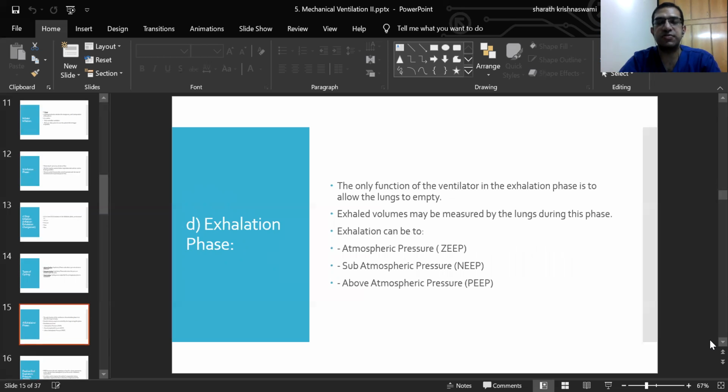Coming to the exhalation phase. The only function of the ventilator in the exhalation phase is to allow the lungs to empty. Exhaled volumes can be measured during this phase. The exhalation can be to the atmospheric pressure, to the subatmospheric pressure, which is a negative end expiratory pressure, which is not used anymore, and to above the atmospheric pressure, which is known as PEEP, which is a positive end expiratory pressure.